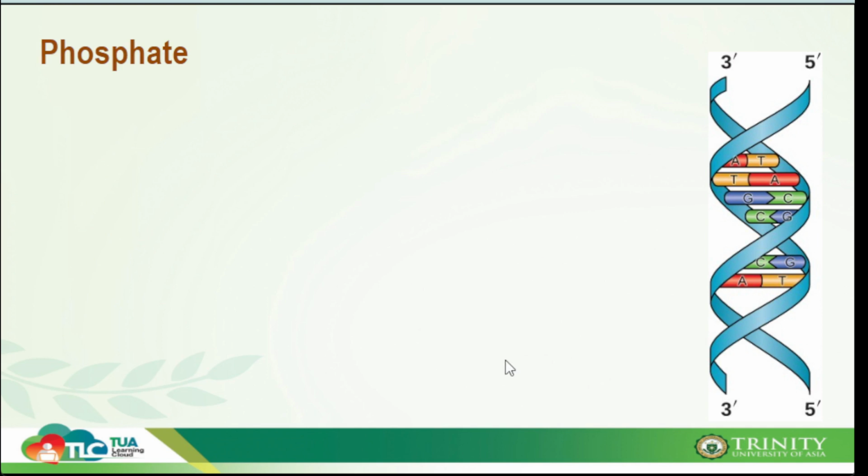Lastly, the last component of your DNA is a phosphate, which is symbolized by this blue ribbon that you see here on both sides of the DNA. So the phosphate forms the backbone of the DNA. Basically, this is where the sugar and the nitrogenous base would attach to.